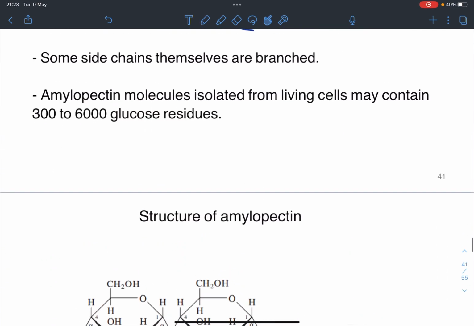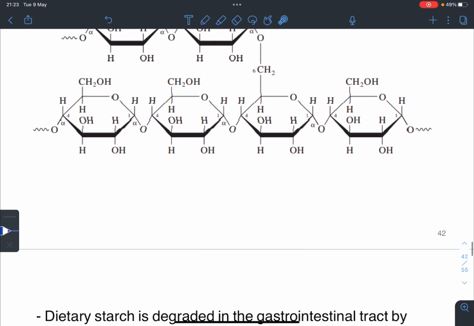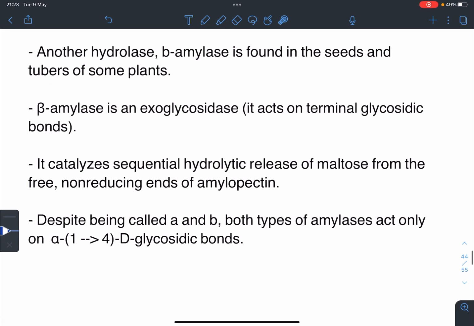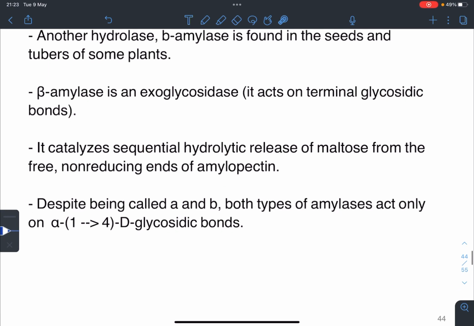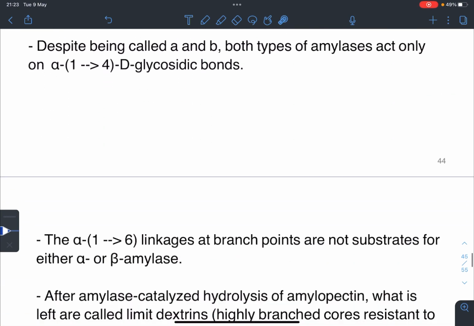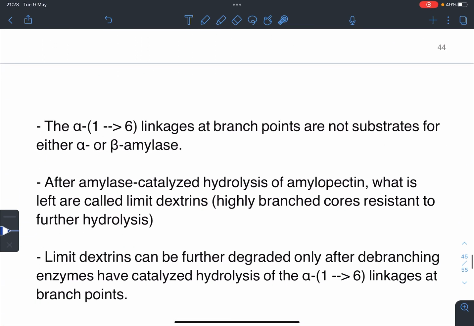Okay, so just know the numbers. Amylopectin molecules isolated from living cells may contain 300 to 6,000 glucose residues. That's a lot. Know that your body cannot synthesize beta glycosidic bonds. It can only synthesize alpha. And of course, there are 2 types of bonds. Alpha 1,6 bonds are not substitutes for either alpha or beta.